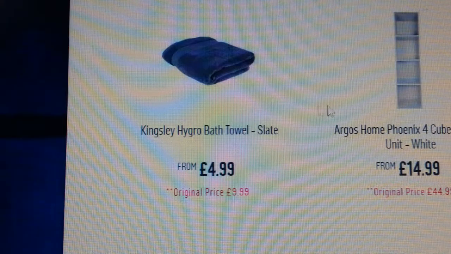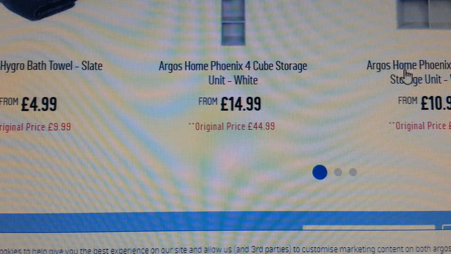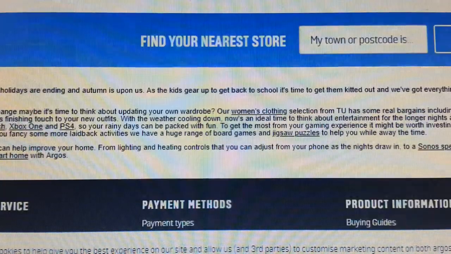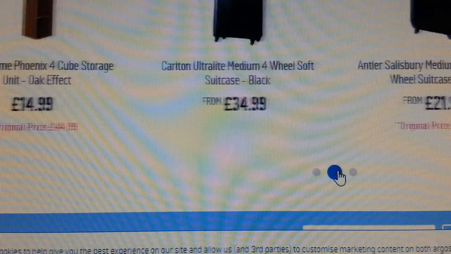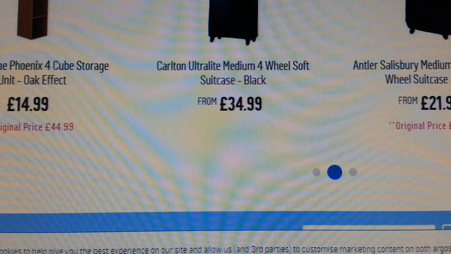There we are. Right, bath towels, look, $4.99. Normal price $8.99. Think about it for a second. Argos Home Phoenix 2x2 cubic storage unit. Look, $10.99. It used to be $29.99. Think about it for a second. So they're telling us what to sell. Look at this. Expandable suitcase here, $21.99. They said original price $44.99. There's a Samsung TV, 4K HD, UHD smart TV.